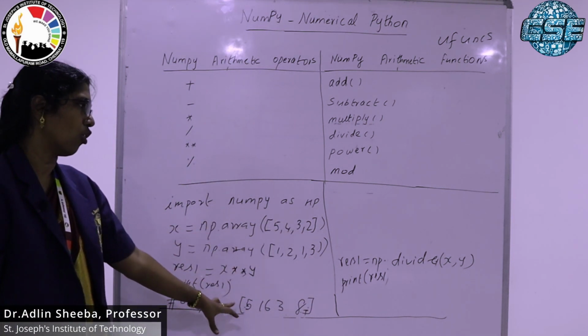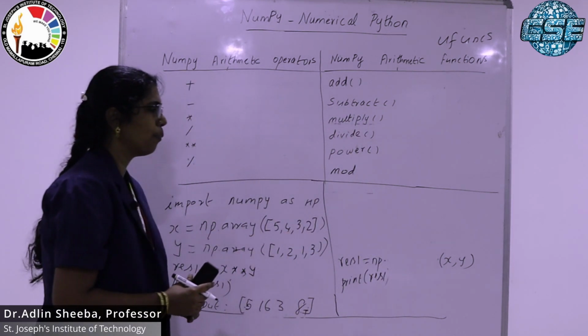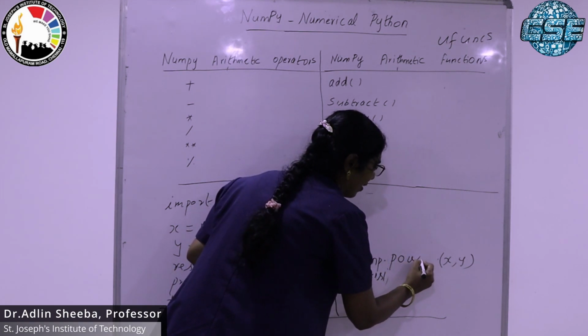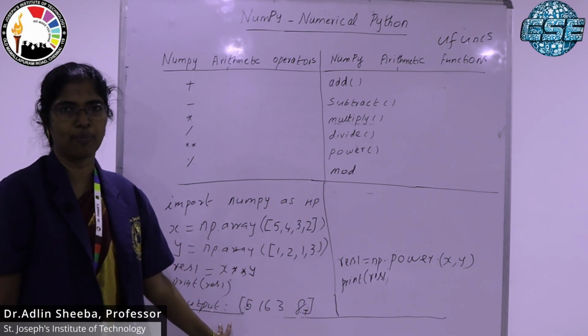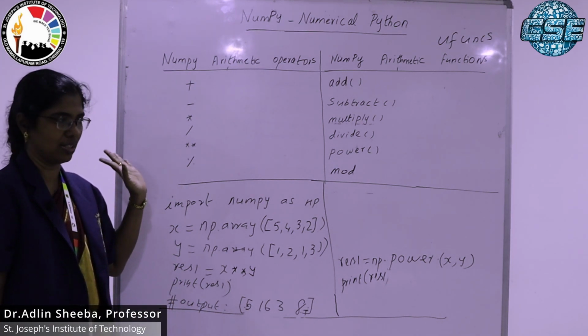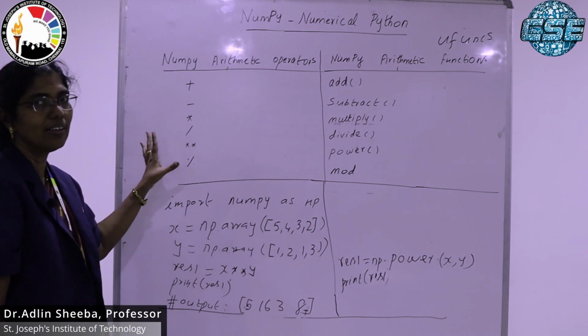So this is the output of this, and here we have the power function. So we are writing np dot power of x comma y. We will be getting the same output. The last one we are going to see is modulus. Okay. So modulus is nothing, it will give the remainder.